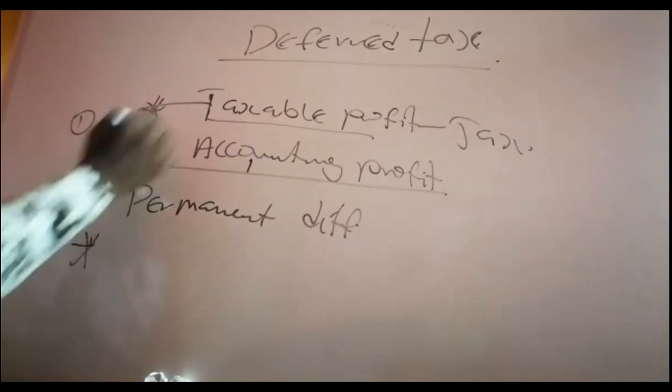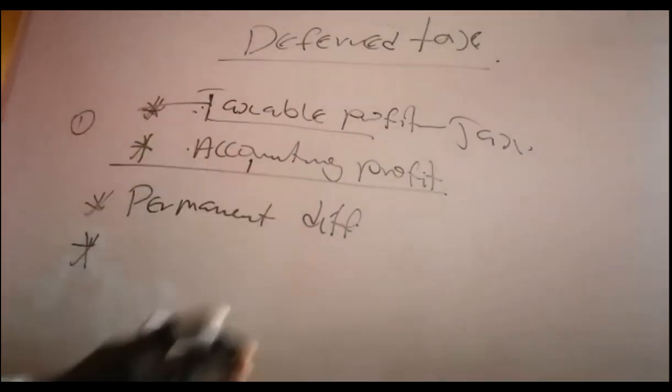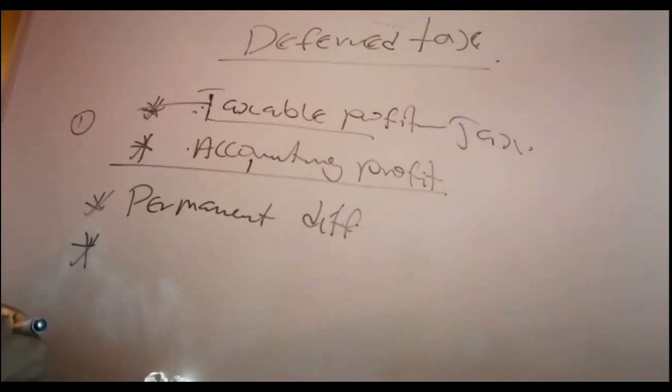So the differences between these two are grouped into two. Some of the differences are permanent. They are one-off transactions. They don't repeat themselves, one-off. Entertainment expense, 1,000 Ghana cedis for this year. Must disallow it. That's all. Accountant will allow. Tax authority will disallow.